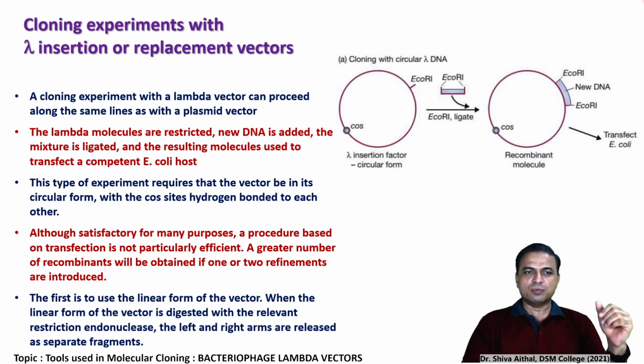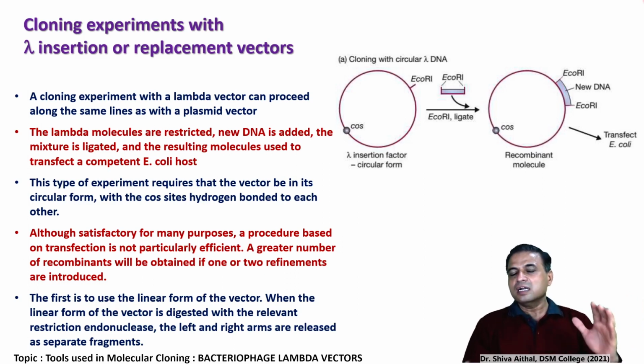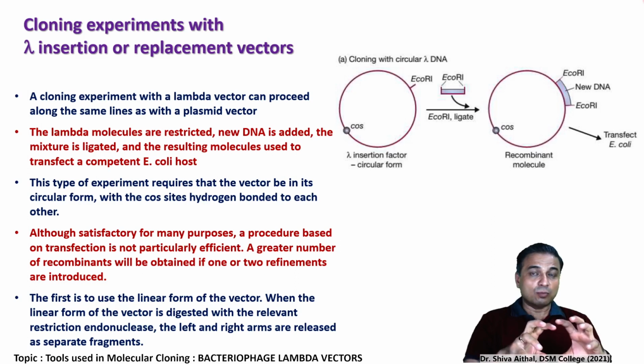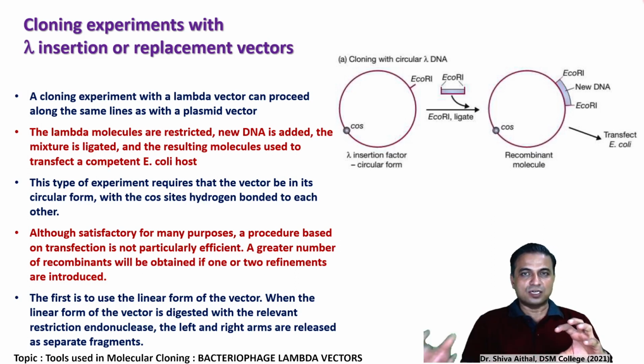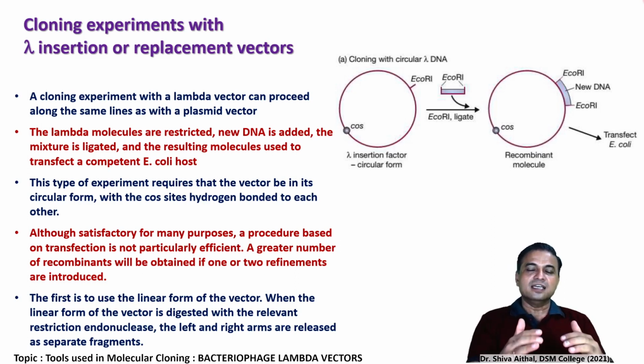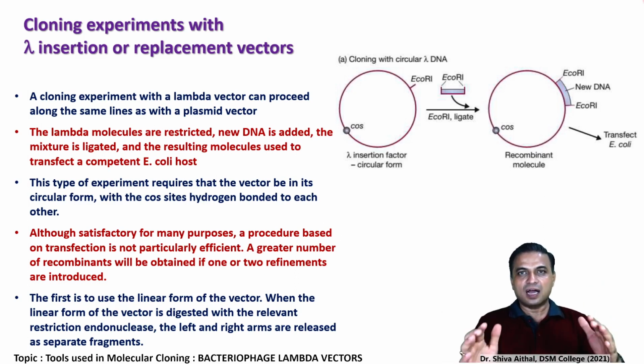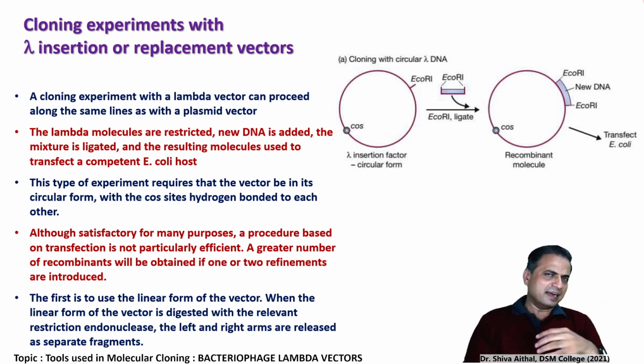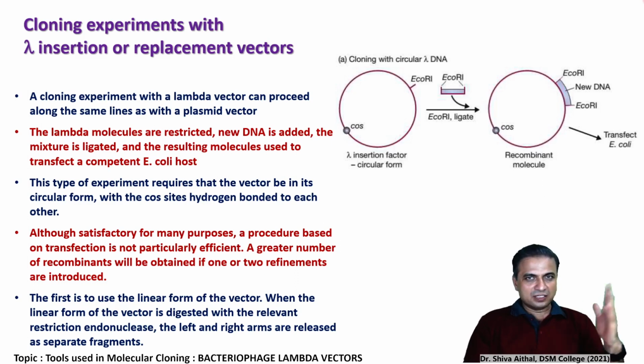Although this is a satisfactory process, the procedure is based upon transfection, which is usually not very effective. This may be one disadvantage of the whole process: the number of transformants, or rather the recombinants which are formed, is a low percentage. A greater number of recombinants would have been obtained if one or two refinements were introduced, and that has already been carried out. You can study it at a higher level of your studies.